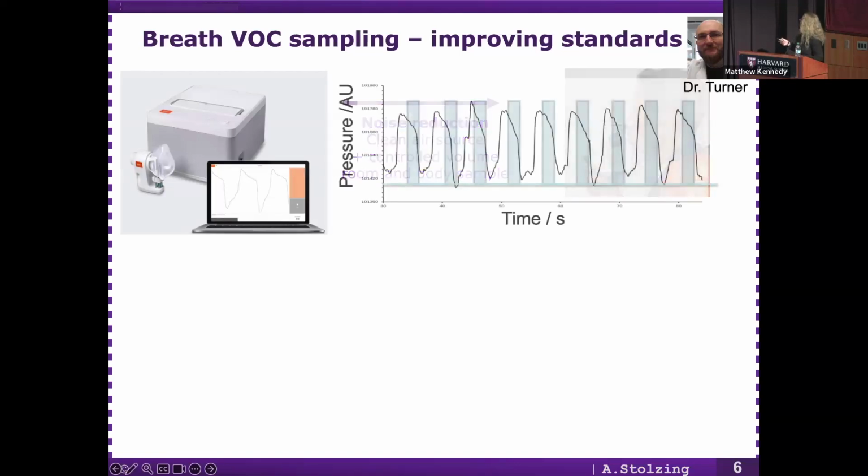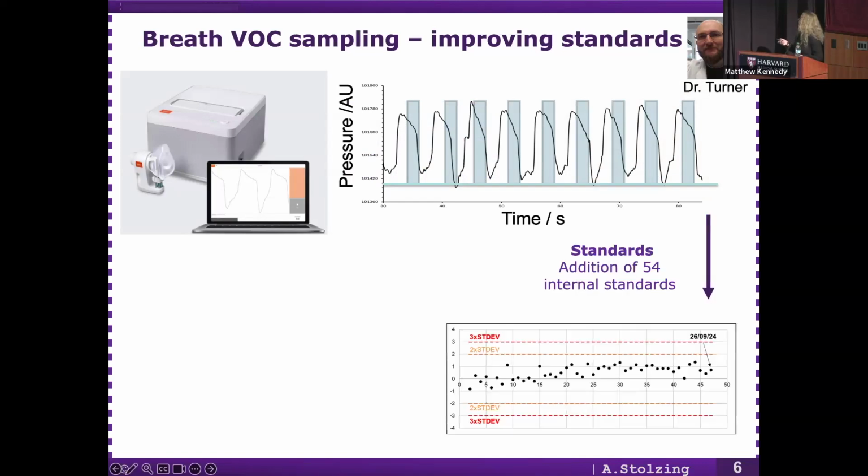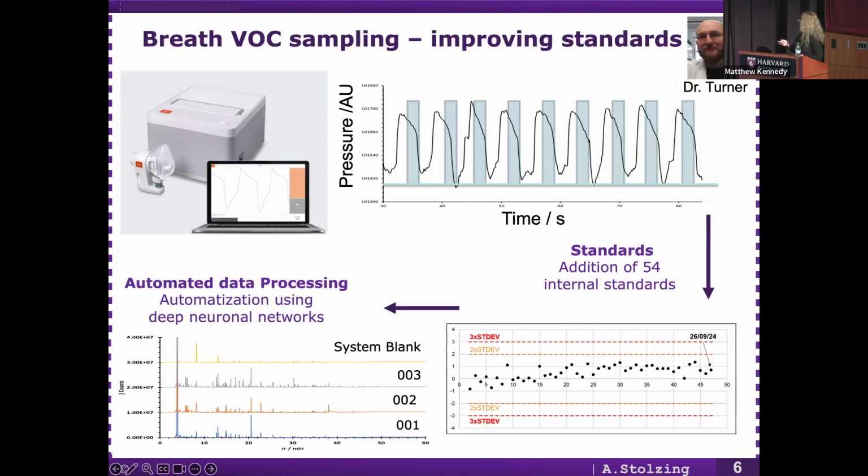This is how it looks. This is a pattern of breathing. We're trying to capture the alveolar part of the breath. That's basically the air that comes out of the deep lung tissue, which is very, very rich in VOCs. Then we run them on a mass spec, and we additionally have 54 standards to keep the measurements really, really exact and know that there is no shift. And then what we get is this kind of peak pattern that you might have seen in other studies.